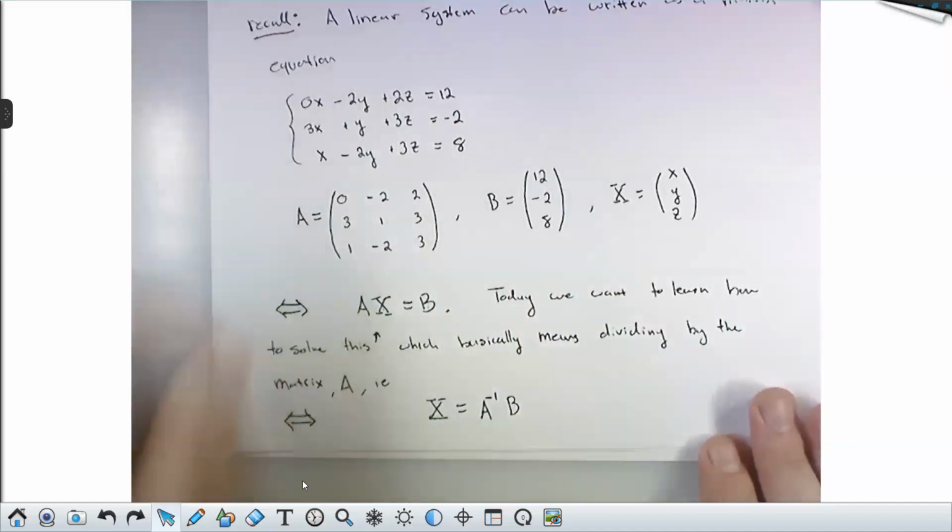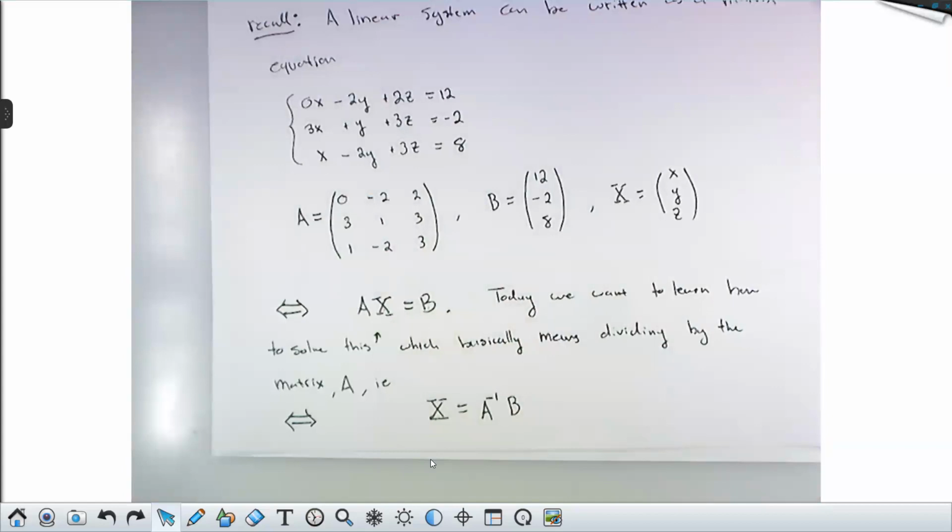And that would be the solution, because the matrix X here, this 3x1 matrix, has as its entries the solution to the system. So once I've isolated this thing, I just look at its entries, and those are the solutions to the system.